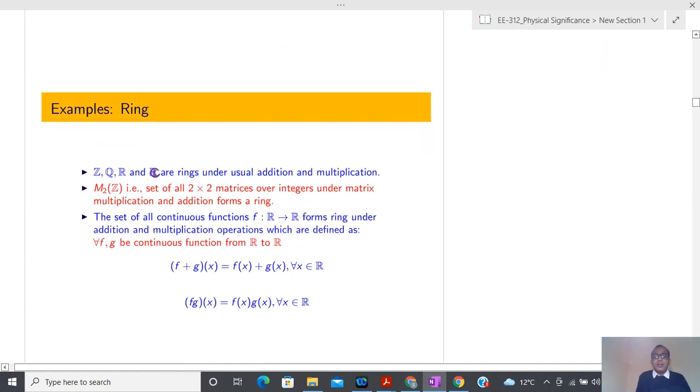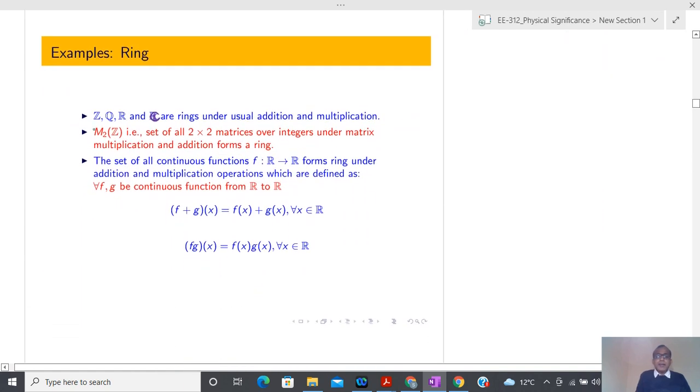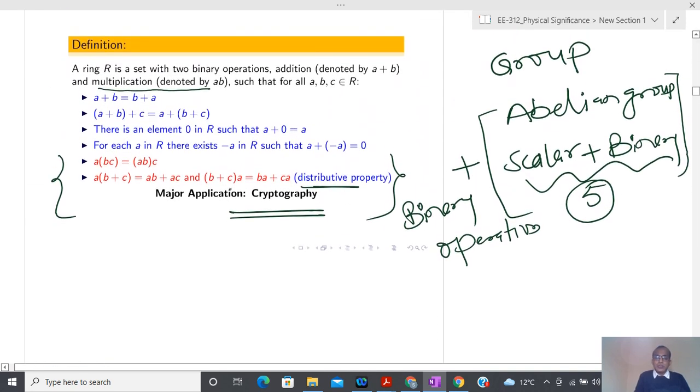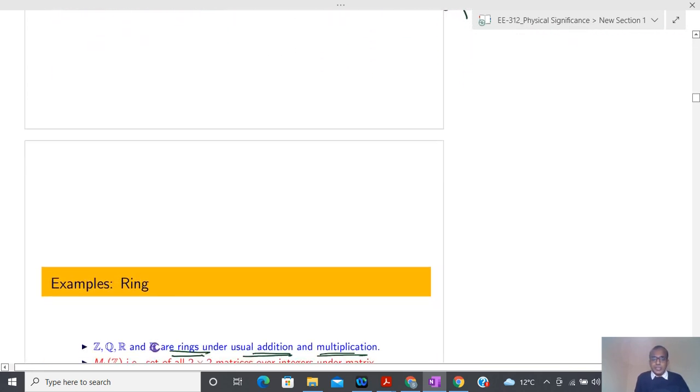Okay, so this is very relevant for practical applications. Now these are the examples. You can take Z, Q, R, C, where Z is the integers, Q the rational numbers, R the real numbers, or C the complex numbers. It is possible to show that they form a ring with respect to addition and multiplication. So please check whether all properties are satisfied or not. It is not difficult to check, and for that reason I am not going to check.